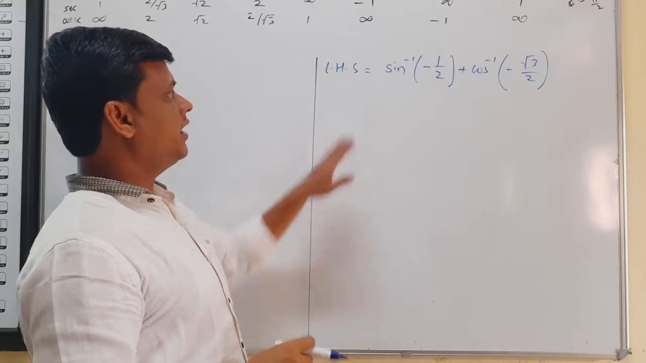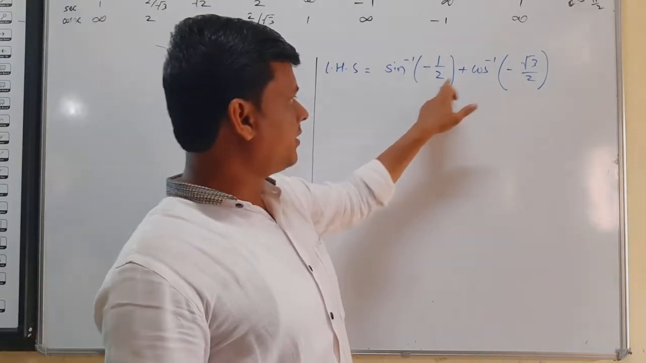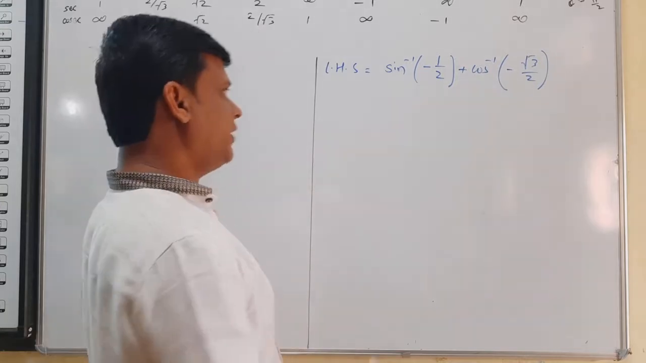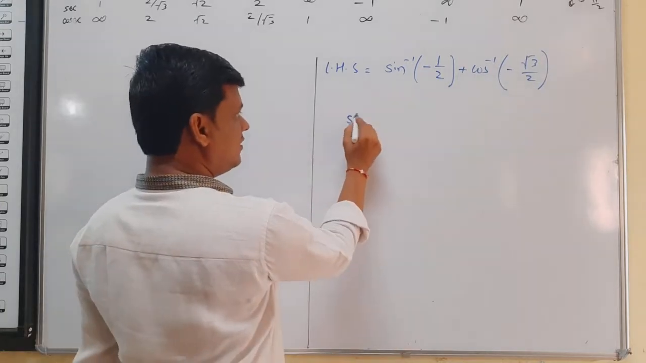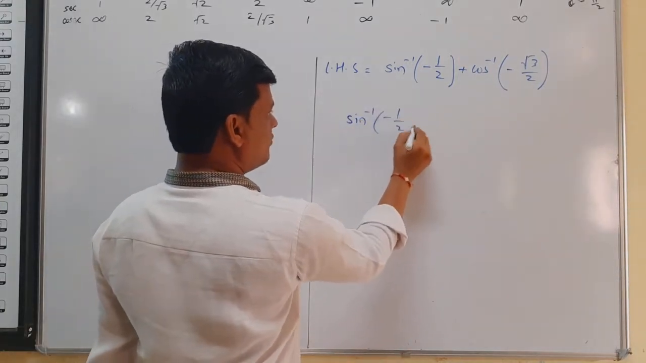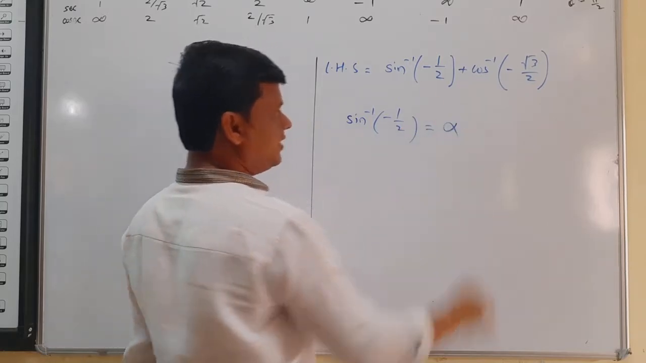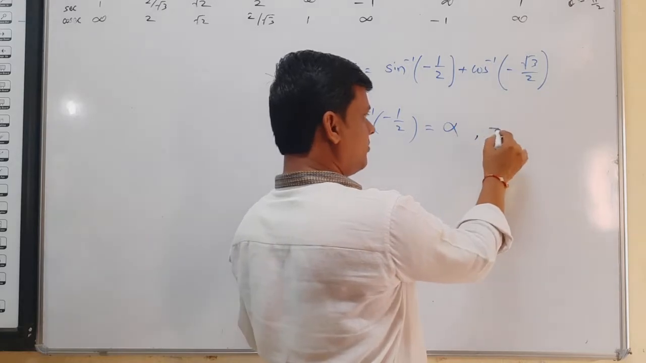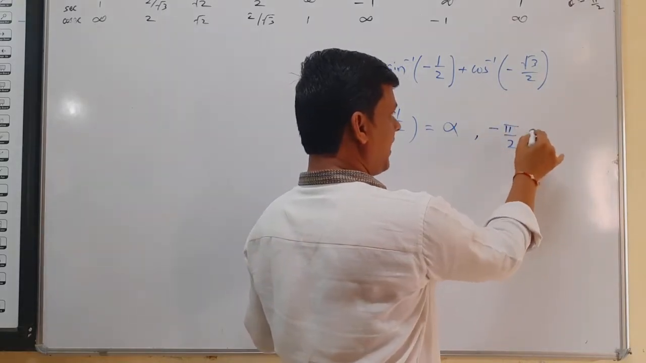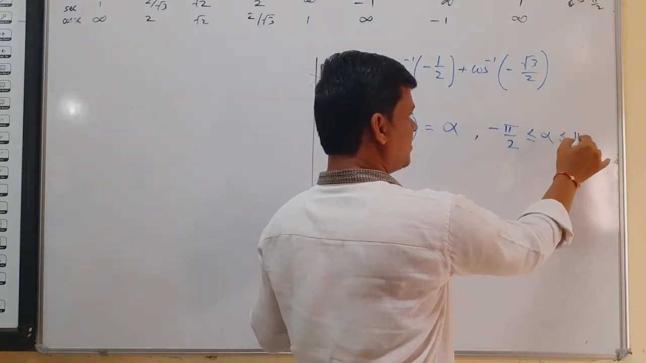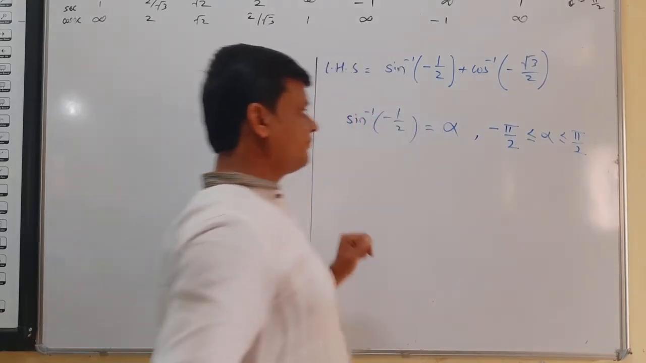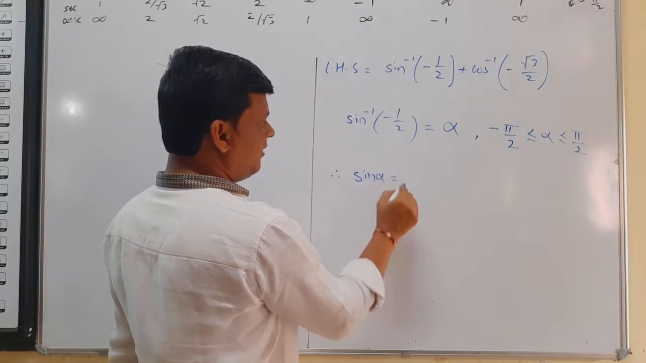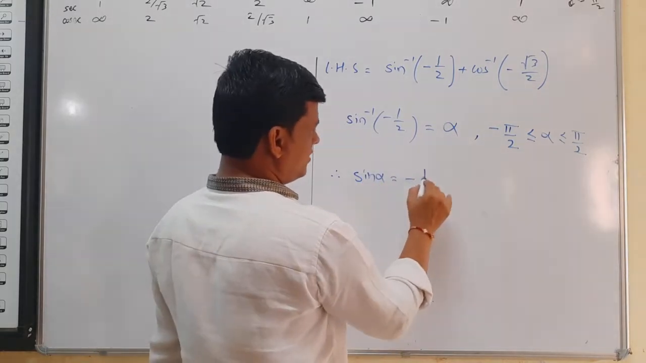Now we consider LHS: sin inverse of minus 1 by 2 plus cos inverse of minus root 3 by 2. We first find the value of sin inverse of minus 1 by 2, which we consider alpha, and for sin inverse this alpha must belong to the closed interval minus pi by 2 to plus pi by 2. So from this we write sin alpha is equal to minus 1 by 2.